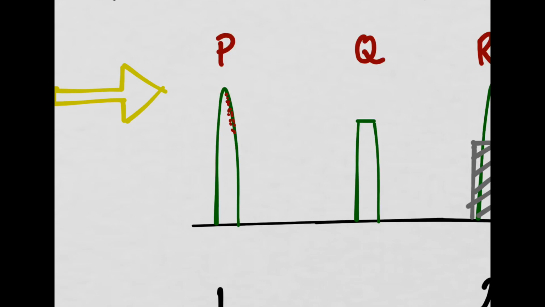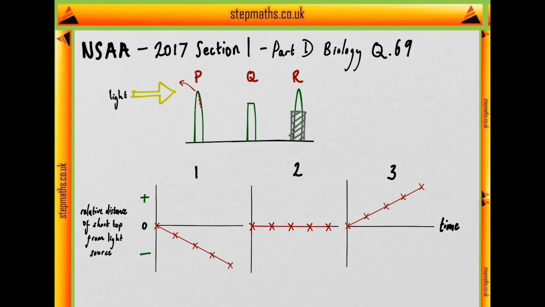So in the case of P, the accelerated cell growth on this hand side will lead to a curvature towards the light source, and this is the intended consequence. So in the case of P, we'll expect a growth towards the light source, which is indicated by graph 1, in which the relative distance appears to decrease.